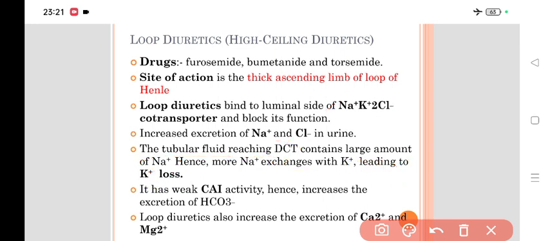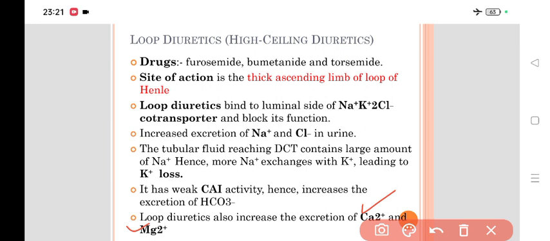These loop diuretics also have weak carbonic anhydrase activity, so there is an increase in the excretion of HCO3, or bicarbonate ion. They also increase the excretion of calcium and magnesium.